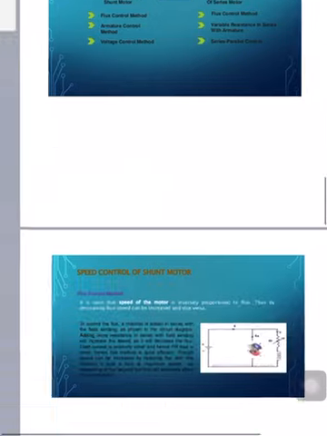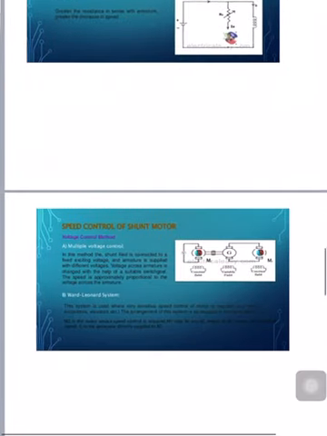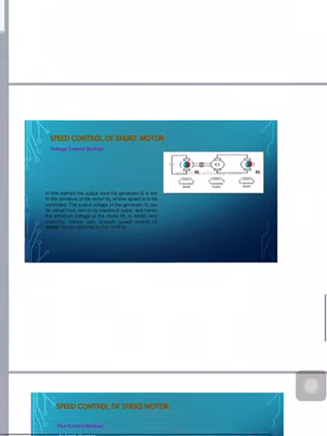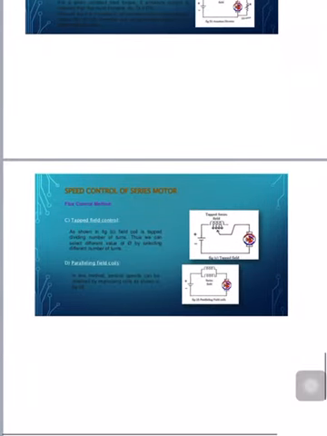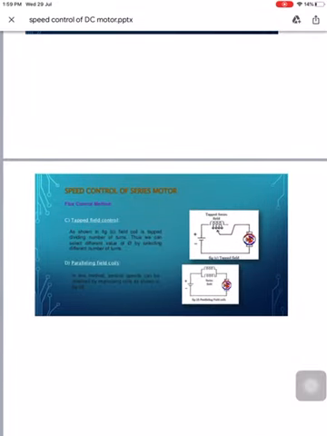Next, tapped field control. This is another method of increasing the speed by lowering the number of turns of the field winding through which current flows. In this method, a number of tappings from the field windings are brought outside.